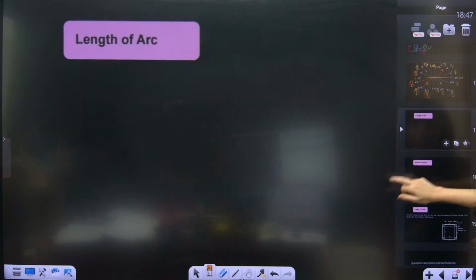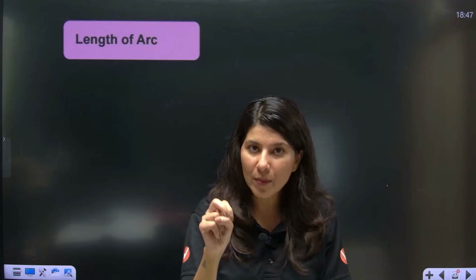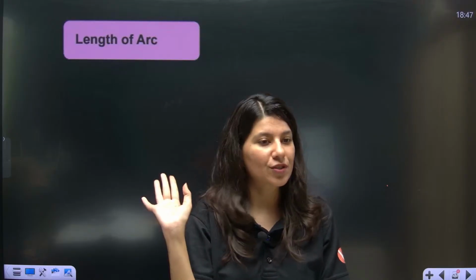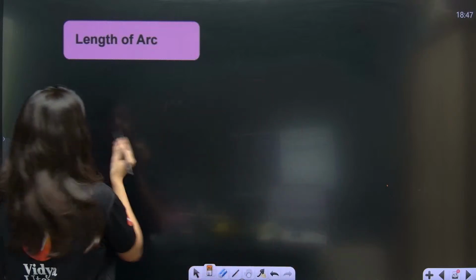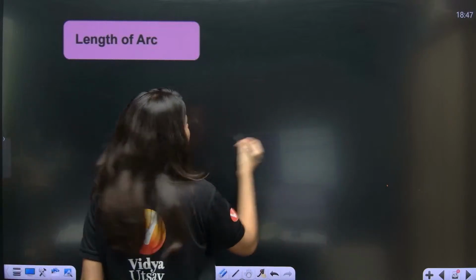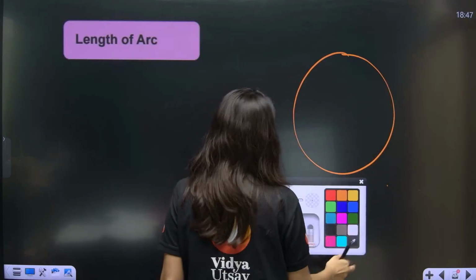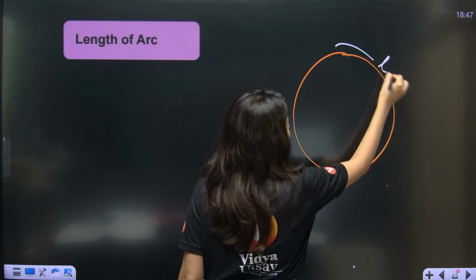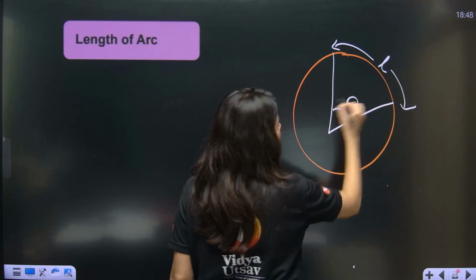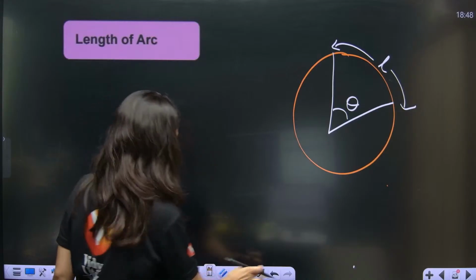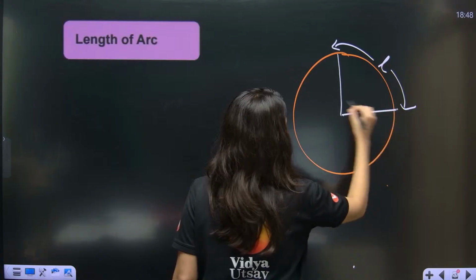So now I'll give you two formulas, and based on those two formulas, we are going to solve two questions. Now is the time that we should solve questions. Length of arc. So we need to create a formula. Remember, we were doing this. This is a complete circle. And this is your length of arc. This is the center. This is your theta.